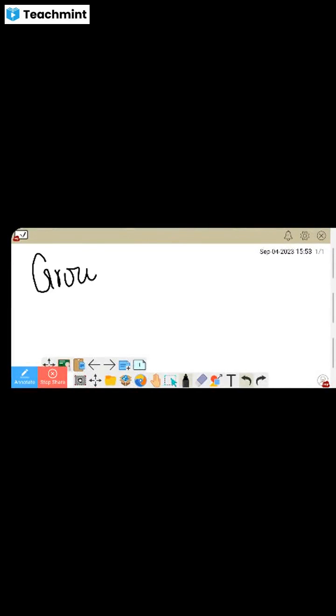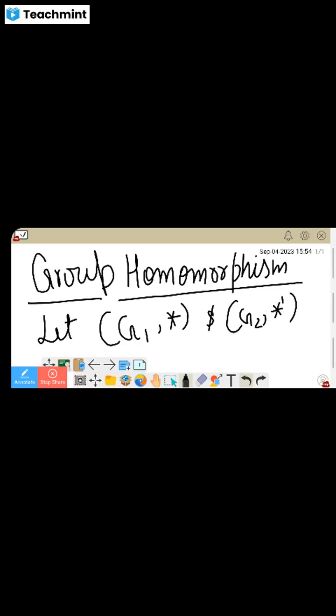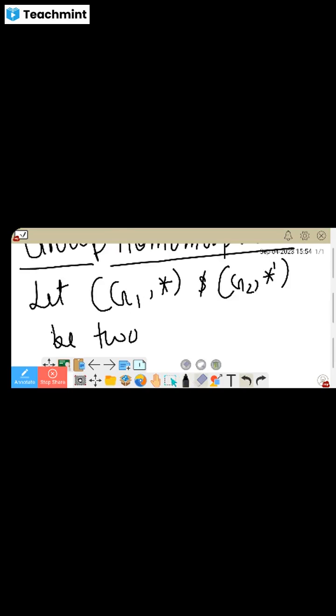First of all, group homomorphism. Let G1 with binary operation star and a second group G2 with binary operation star dash be two groups. This means they have different operations.